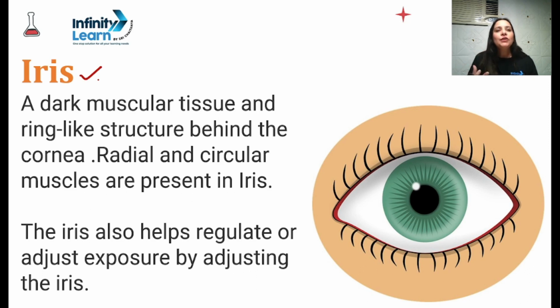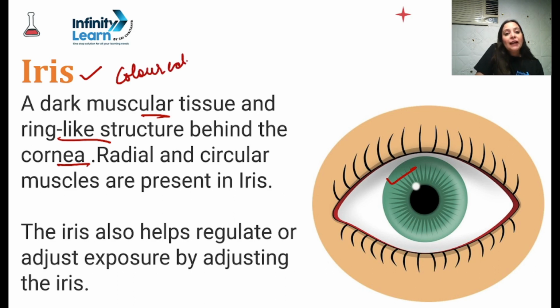Often we say that this person has very beautiful eyes, blue eyes, black eyes, brown eyes. Even you can see my eyes are brown. So which part of the eye gives color to the eye? That particular part is called the iris. The iris is the colored part of the eye. As you can see in this picture, this eye is blue, and this is just because of the blue color of the iris. A dark muscular tissue, a ring-like structure behind the cornea, is called the iris. Remember that it is the colored part of an eye.